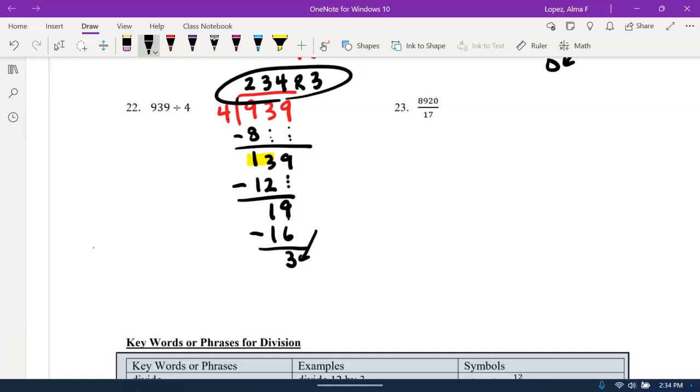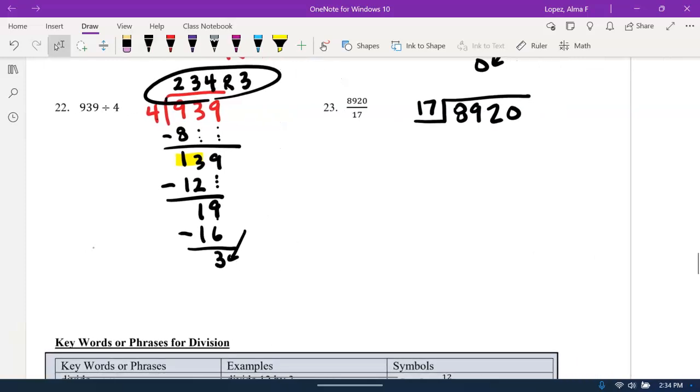And let's do one more before another break. We're going to divide 17 into 8, 9, 2, 0. And if we need to, we're going to use our margin to get our products. 17 going into 89. I'm going to have to use my little margin here. I'm thinking it might be 5.